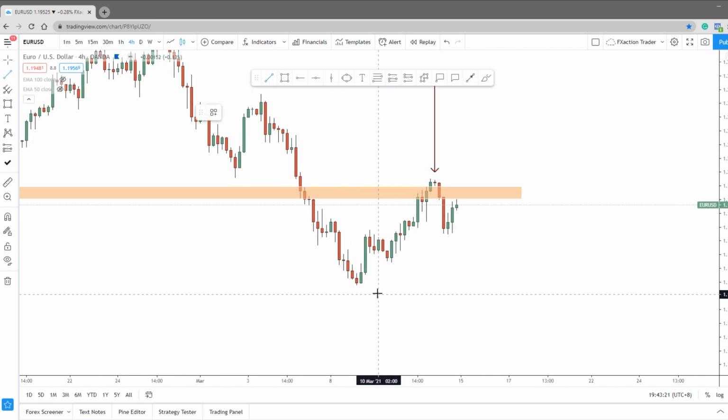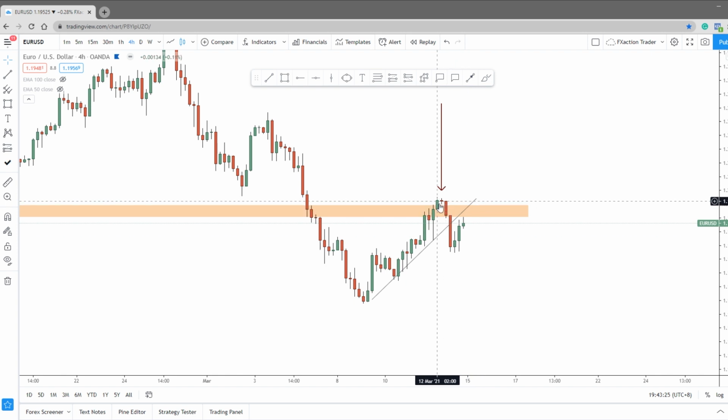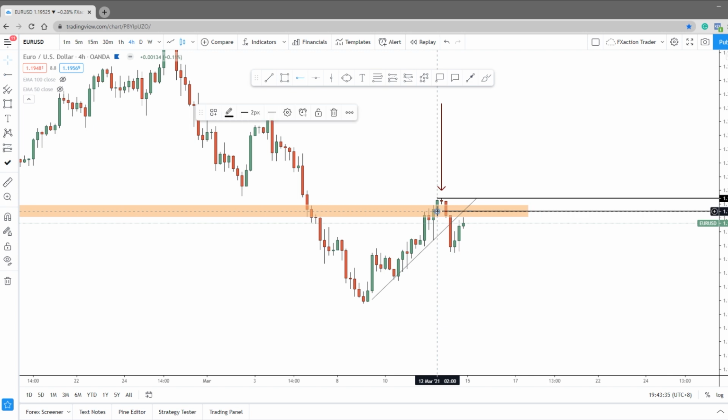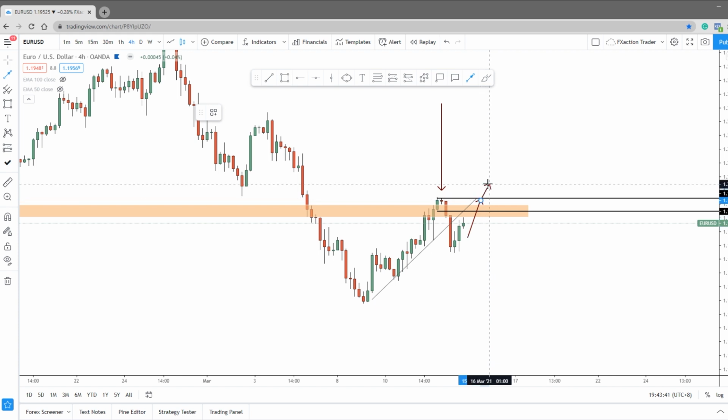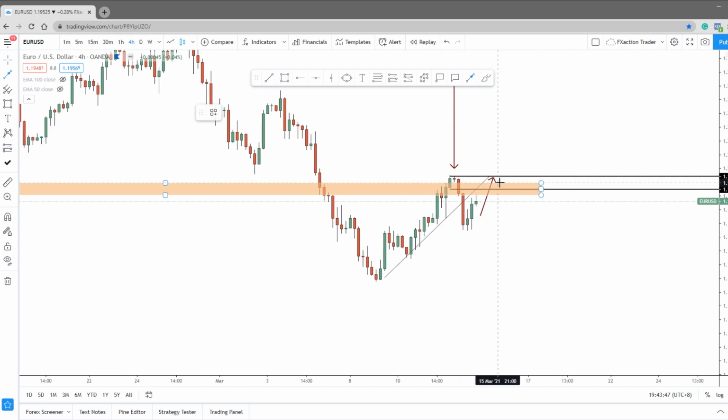Here we can see that one trend line has been broken and the market is now doing a pullback to this area around 1.19842. So this is the area where we are going to look for a sell signal or some selling chart pattern, such as a double top or even a head and shoulders.